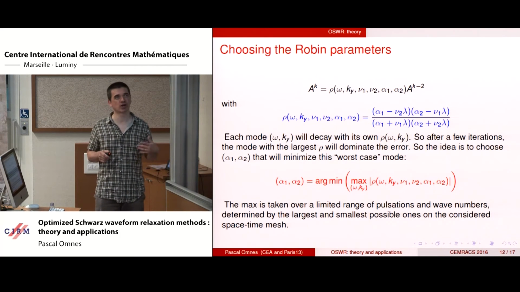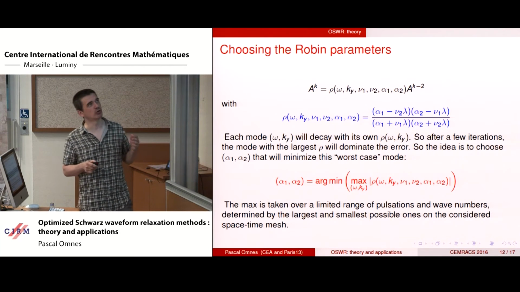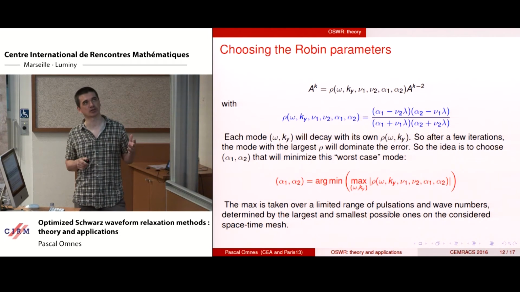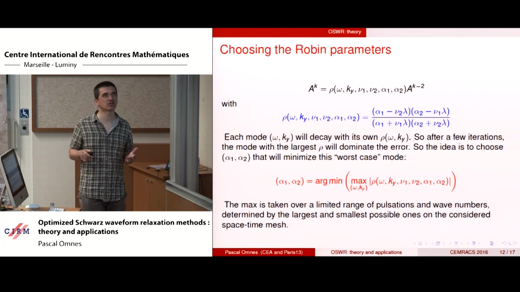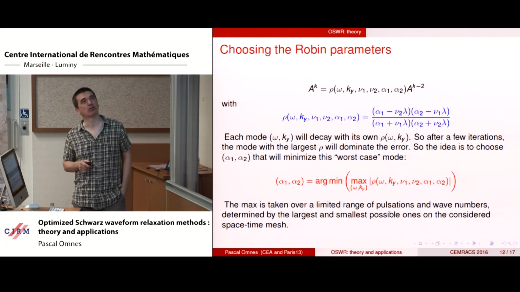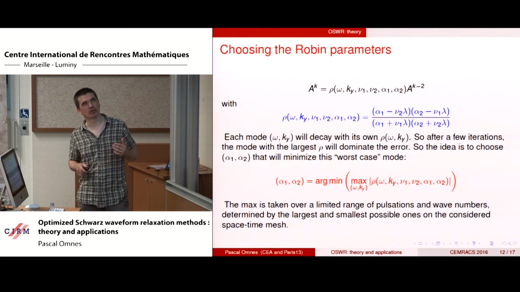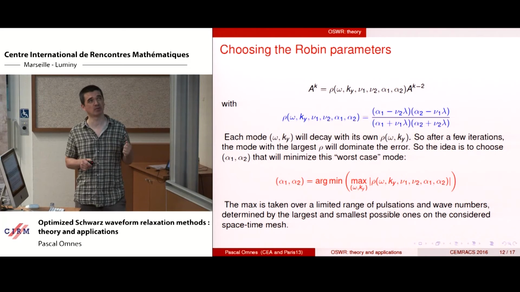So after a few iterations, the mode which will dominate the error is the mode for which this quantity is the largest. The idea, in order to have the fastest convergence possible, is to minimize over alpha 1 and alpha 2 the worst-case mode, the mode for which this quantity is the largest. So we consider the max over omega and k_y of the convergence factor, and we try to minimize it with respect to alpha 1, alpha 2.